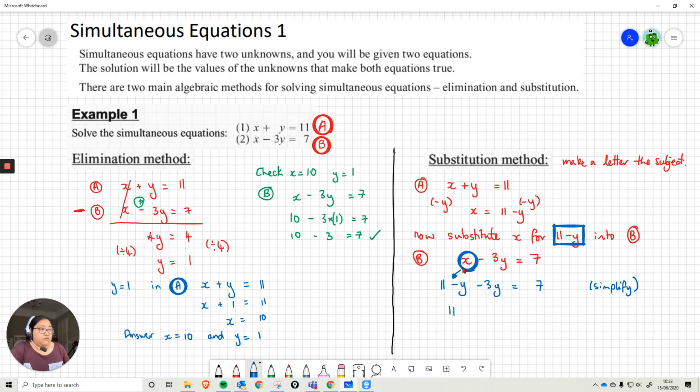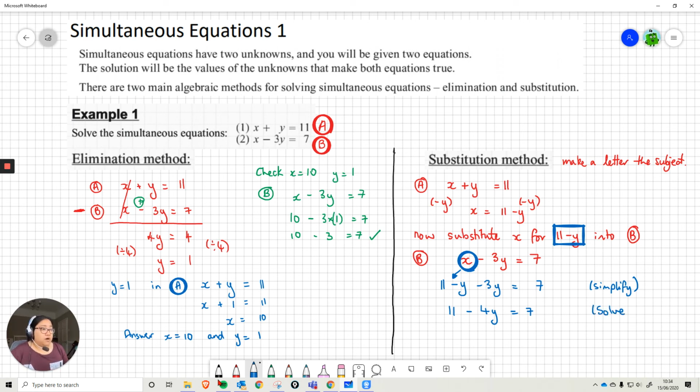And we get 11 minus 1, take away 3 is minus 4y equals 7. And now we have an equation, not with 2 letters, but just one single letter. And now that we can solve that. We can't solve equations with 2 letters unless we either do the elimination method or the substitution method, because both of these methods, what they do is they get rid of one of those letters to allow you to solve the equation. So now I'm going to solve this equation.